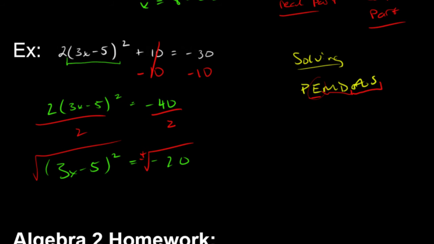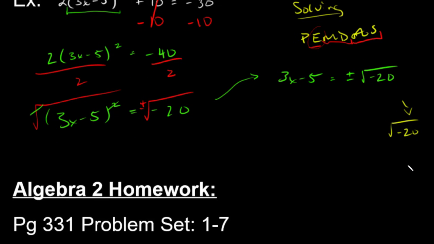So now you square root, and you get, I'll put that over here, 3x minus 5, because the square and the square root cancel, equals plus or minus the square root of negative 20. And so now let's simplify the square root of negative 20. We'll do that right here. The square root of negative 20 can be broken down into the square root of positive 20, and the square root of negative 1. And so this is the square root of 20 i.